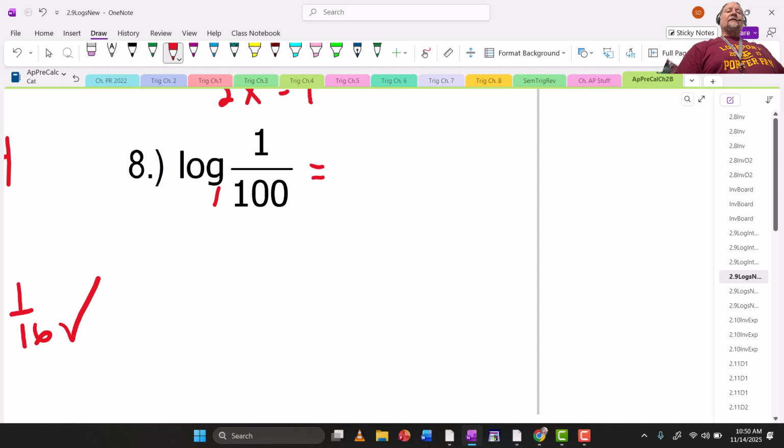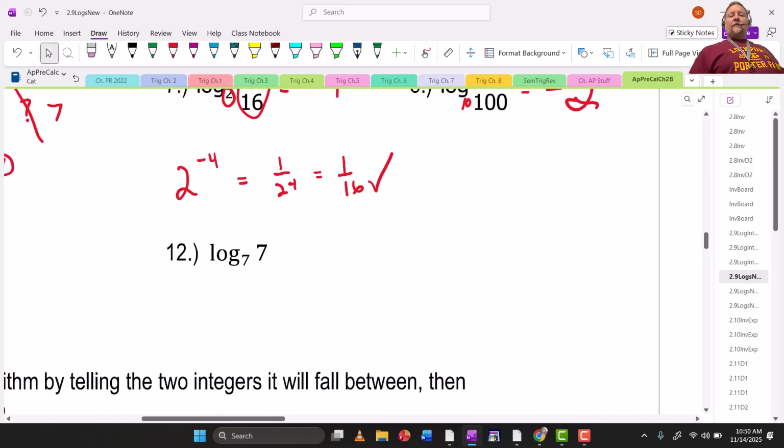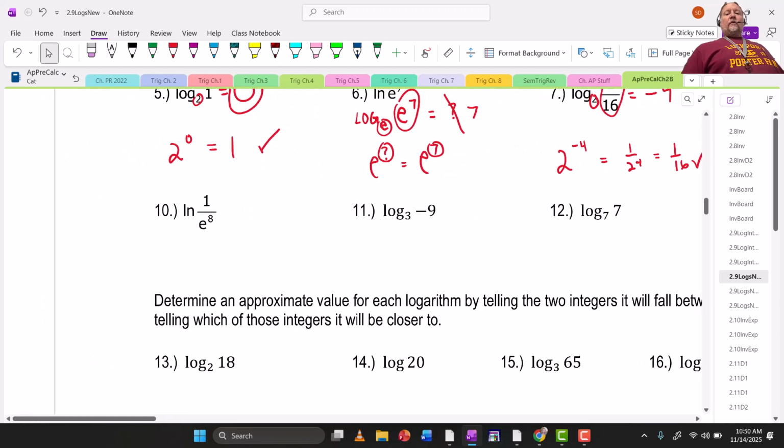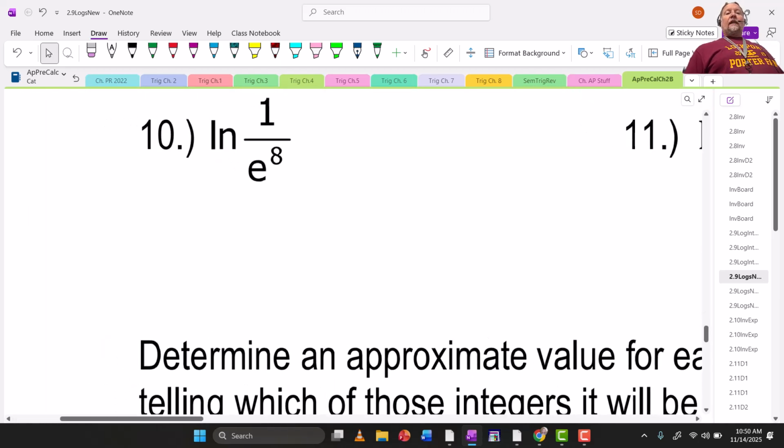What's the base on this logarithm? 10. Okay, we should all know the answer at this point after the last one. What's the answer? Positive or negative? Negative, and then 10 to what power equals 100? 2. Okay? Practice, practice, practice. We done with this section? No. Okay.